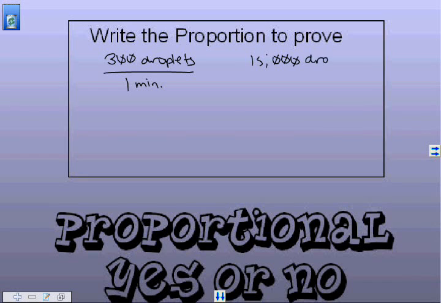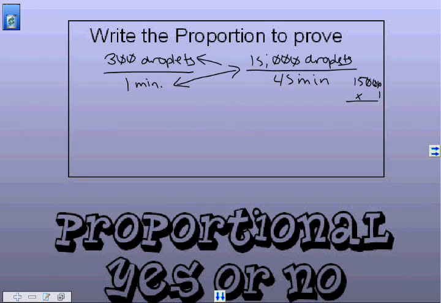15,000 droplets in 45 minutes. So these are pretty large numbers. Cross products would really come in handy here. So we're going to do 15,000 times 1, and then we're going to do 300 times 45.